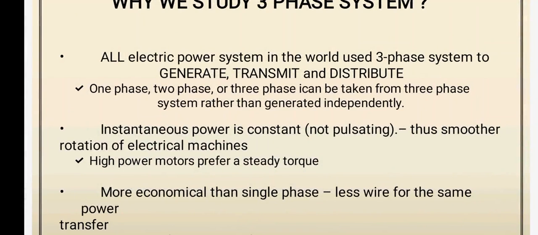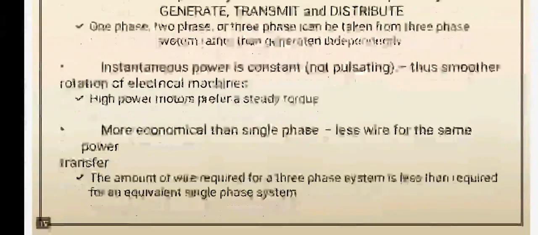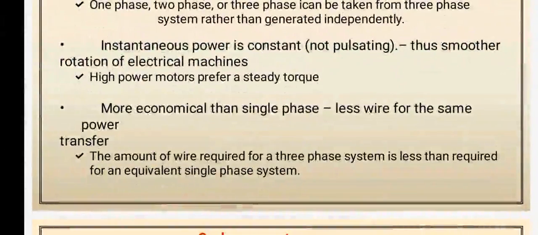Instantaneous power is constant, not pulsating, thus giving smoother rotation of the electrical machine. Higher power motors prefer steady-state torque. It is more economical than single phase, with less wire for the same power transfer. The amount of wire required for the three-phase system is less than that required for the equivalent single-phase system.